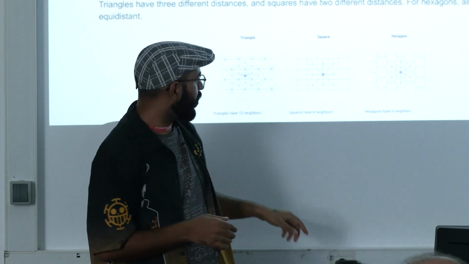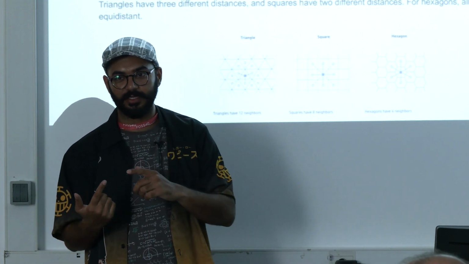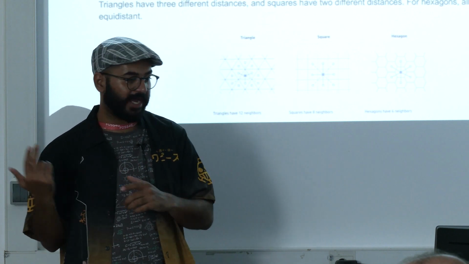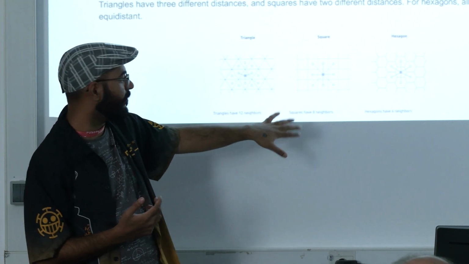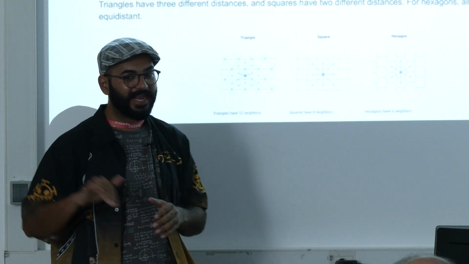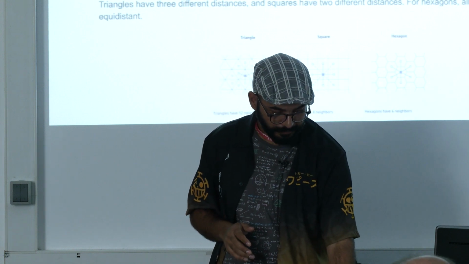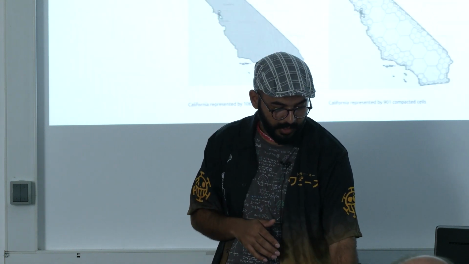Also, for aggregation, if you're doing a lot of neighbor-related queries and neighbor-related aggregations, then H3 is more helpful, because there are fewer neighbors, and moving from one neighbor to the next is relatively cheaper compared to triangles and squares, right?